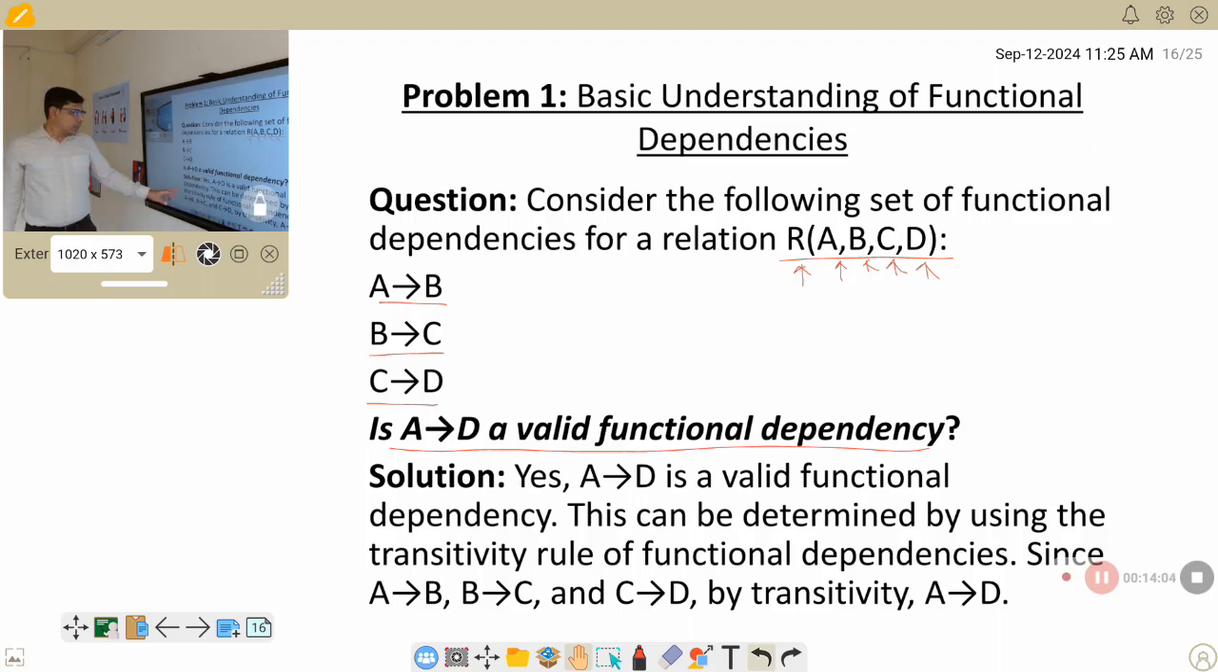Okay. So yes, because A arrow B, B arrow C, and C arrow D, then you can say A arrow D using the transitivity rule. Using the transitivity rule, you can validate this A arrow D, because if A arrow B, then B arrow C, then C arrow D, then A arrow D follows from the transitive rule of functional dependency. So it is valid.